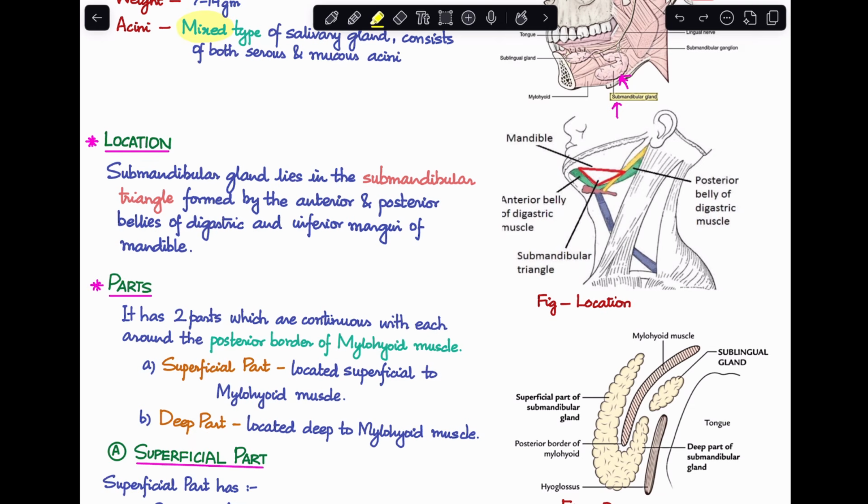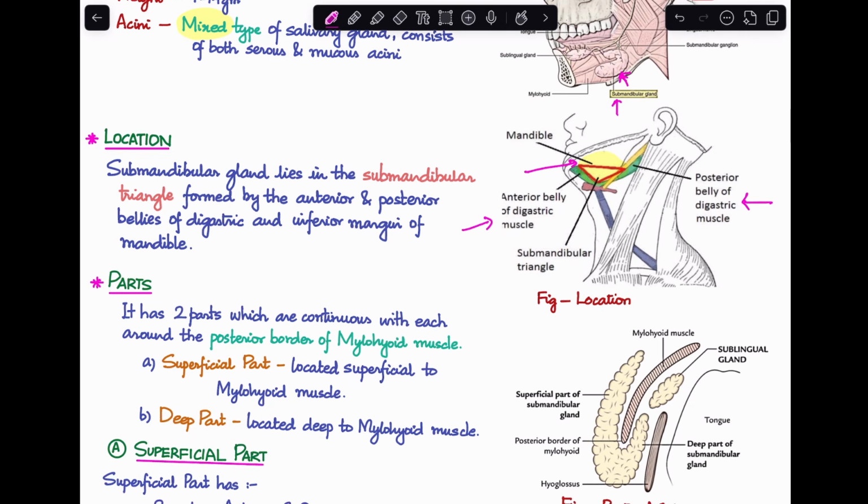in the submandibular triangle. If you see in the right side image over here, this is the submandibular triangle. This triangle is bounded by the anterior belly of digastric, the posterior belly of digastric, and the inferior margin of the mandible. So this is the location of the submandibular gland.